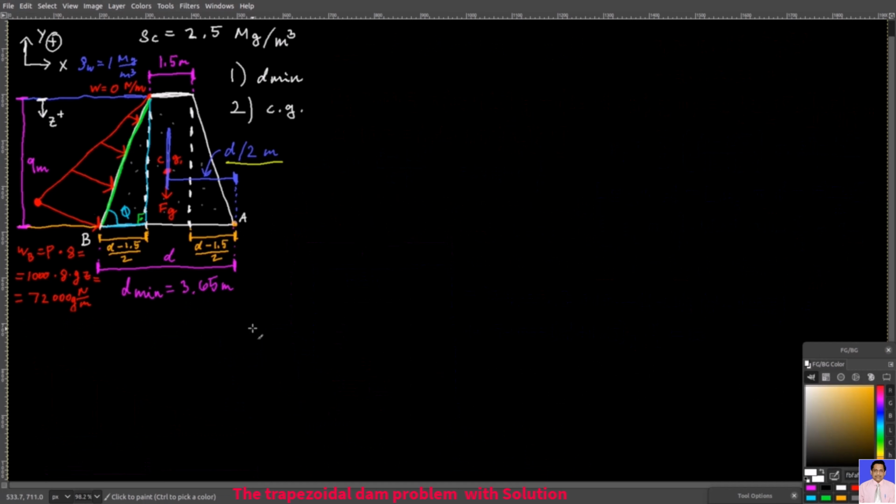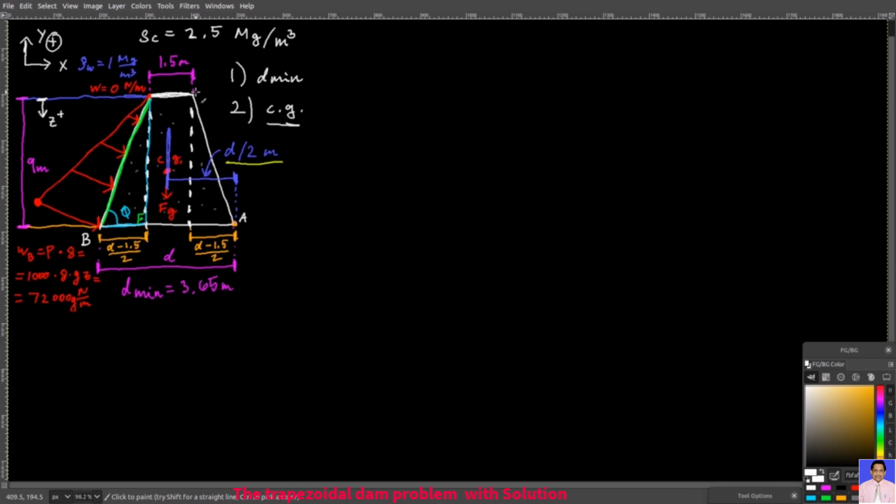Welcome back. So we have found our minimum d, 3.65 meters. If d is less than this number, then this dam will tip over about point A due to the pressure from this water on the left side. However, we are not done yet.